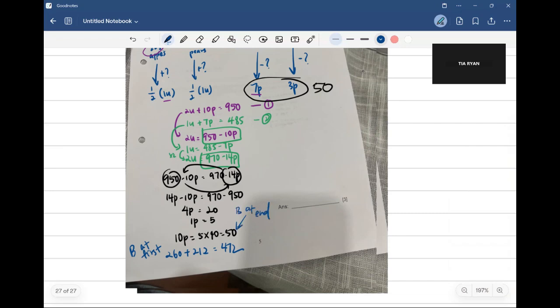So what caused the difference is because they gave away, right? How much did they give away, which is the question. I'll take 472 minus 50, which equals 422, and that's my answer to this question.